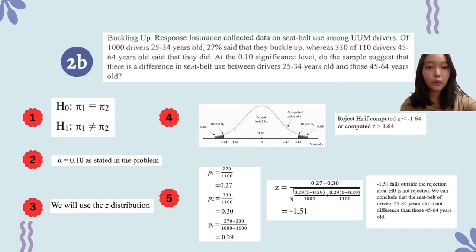Then we calculate P1 equal to 0.27, P2 equal to 0.3, and PC equal to 0.29. Then we substitute it into the formula, and we get negative 1.51. Negative 1.51 falls outside the rejection area. H0 is not rejected. We conclude that the seatbelt use of drivers 25 years old is not different from those 45 until 64 years old.